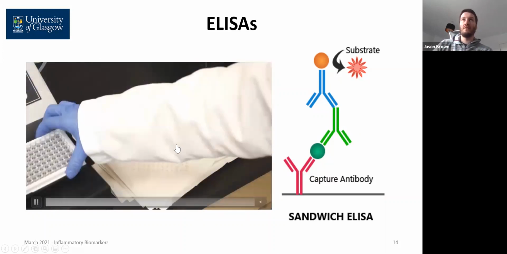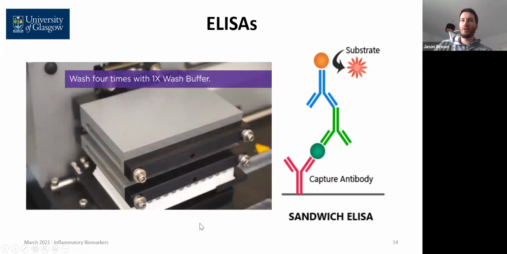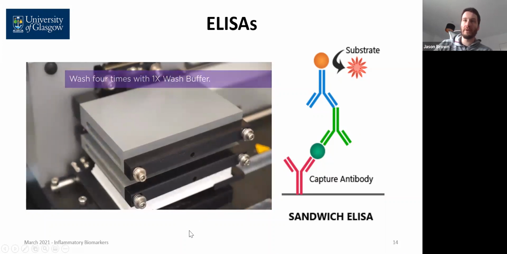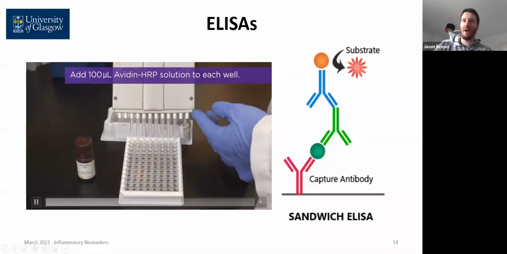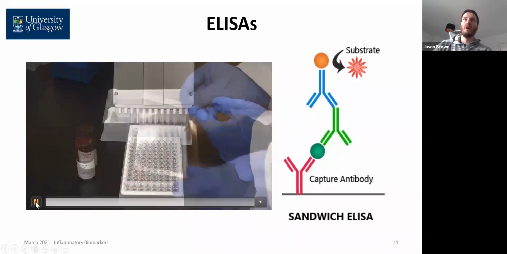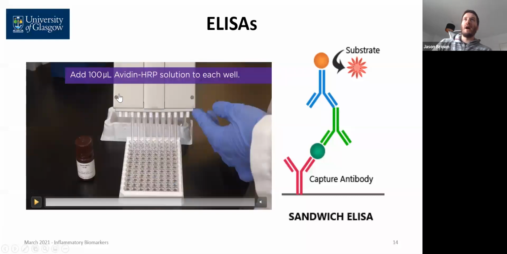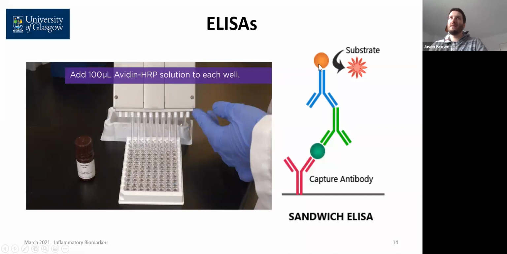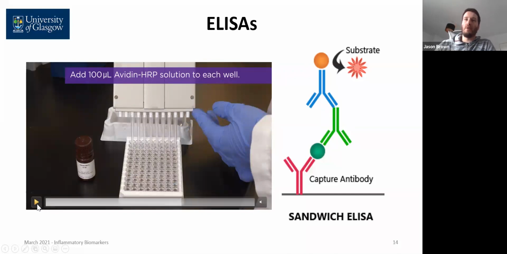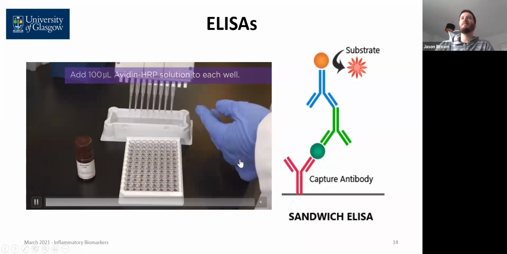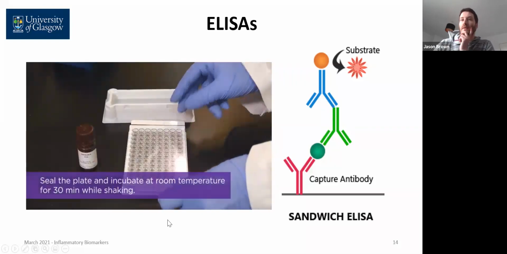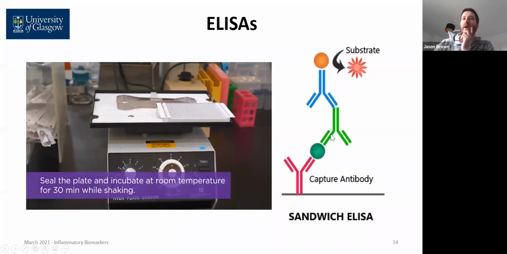You discard the contents as normal, and then you wash the plate again with wash buffer. So many wash steps, many different times. So it can be quite a time-consuming experiment or protocol. So the next thing to add is the avidin horseradish peroxidase solution. So this is basically just the enzyme attached to a certain protein. This protein here is highlighted in this blue image here. And basically this is the enzyme that will attach to the detection antibody if it's present within the well. And you have to incubate it again and allow this attachment to occur.